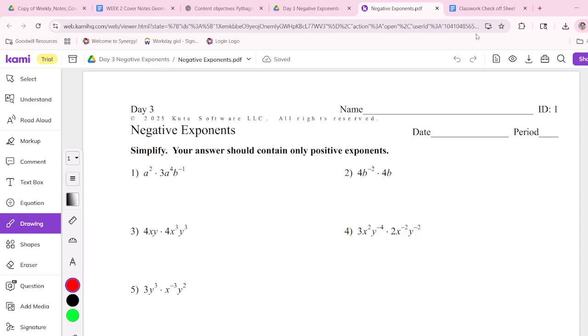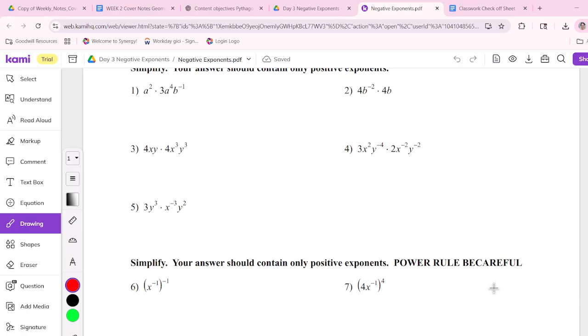Number 7. So number 7 is, this is power rule. Power rule means I'm going to multiply exponents. Product rule, add exponents. Anytime you have parentheses, you're raising this to a power. So I'm going to put a 1 here because this 4 did not have an exponent, correct? And you need to multiply 4 times 1 and 4 times -1.